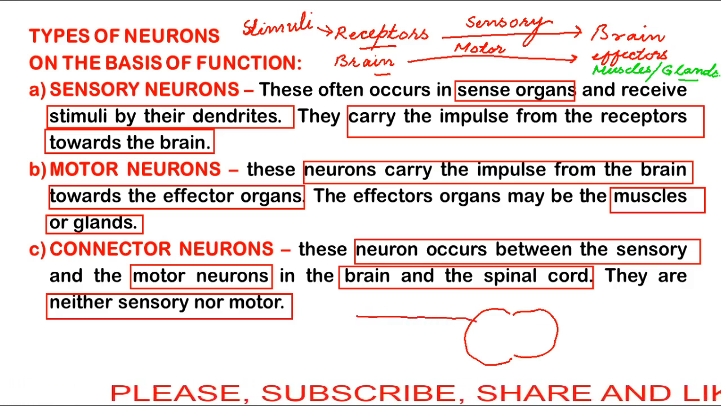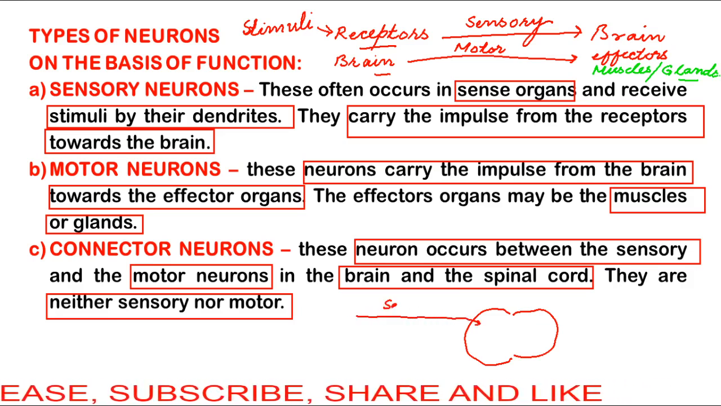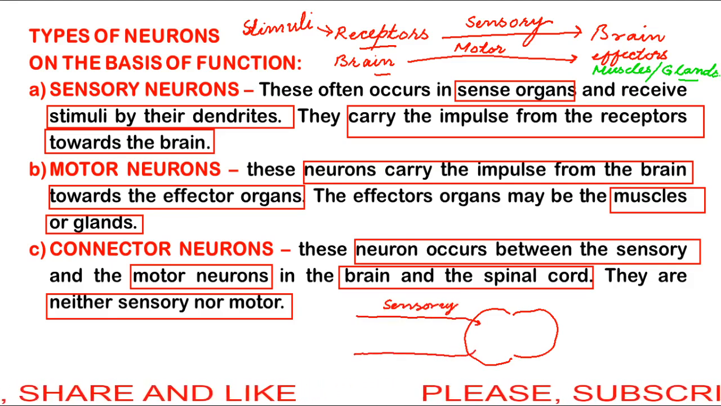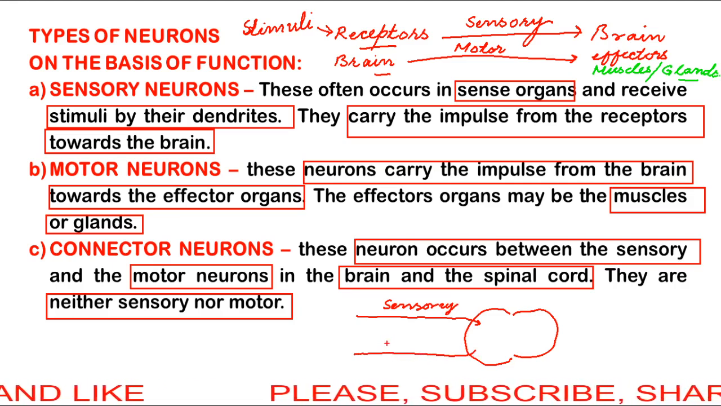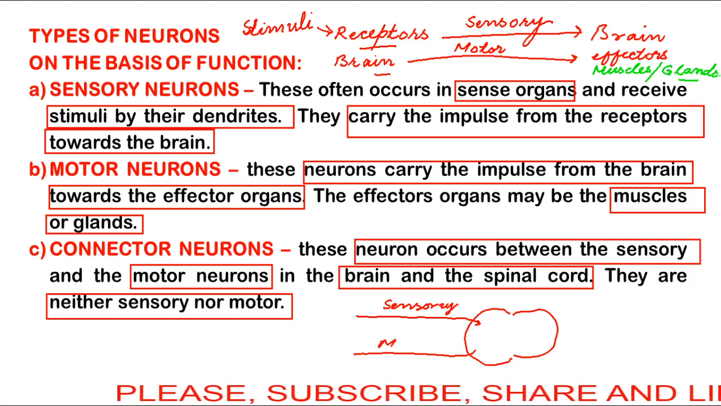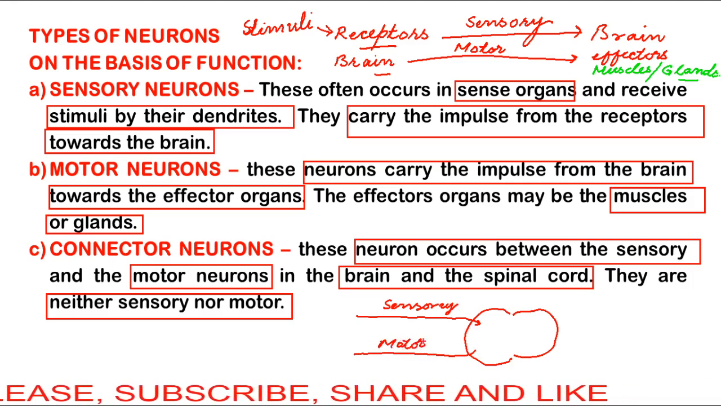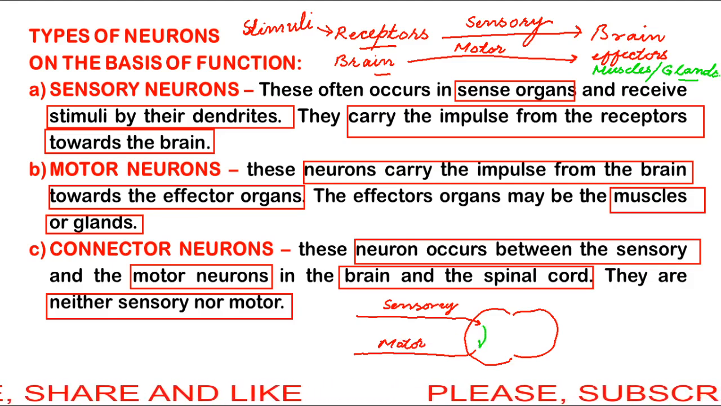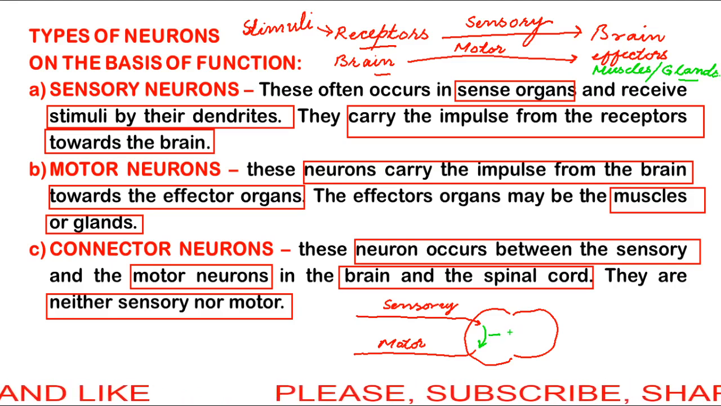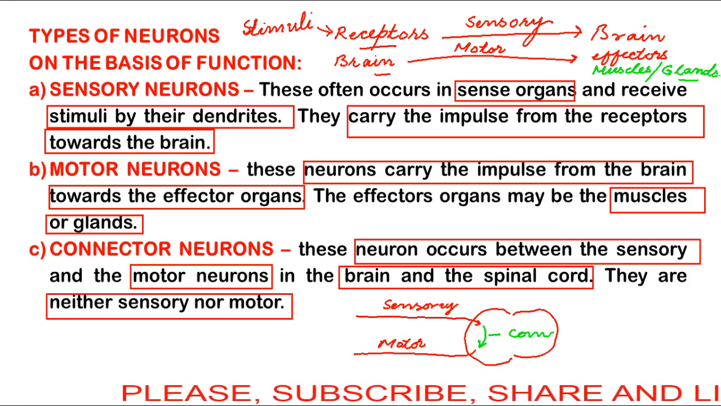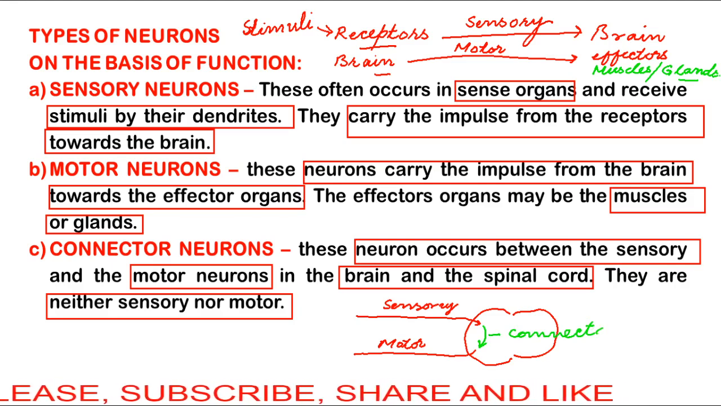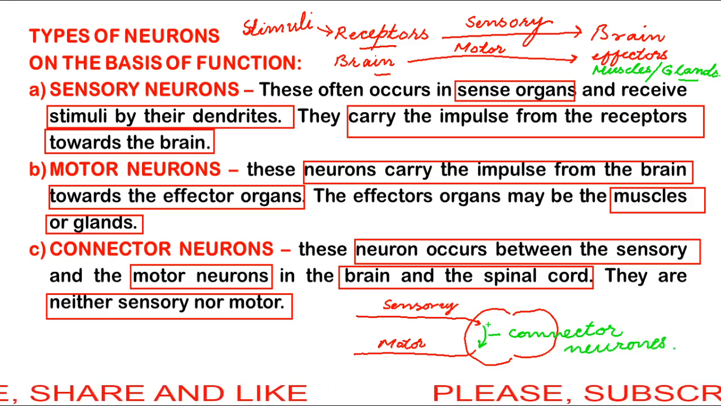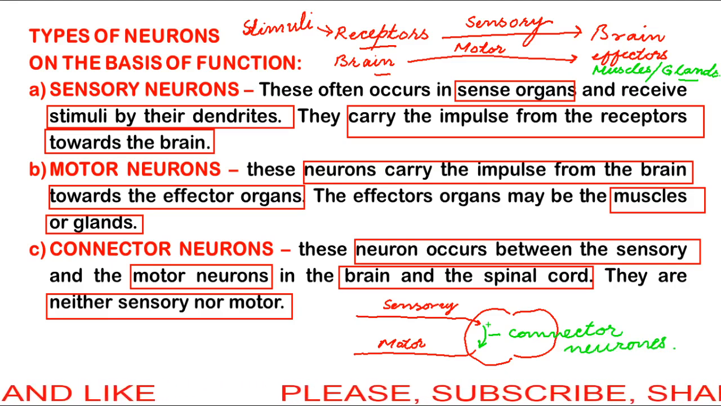if these are the sensory nerves, they carry the impulse from the receptors. These are the nerves which carry the impulse from the brain towards the effector. These are the motor nerves. So there are some other nerves which connect these two, known as connector neurons. So these are the three different types of neurons.